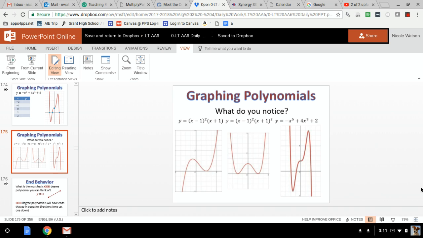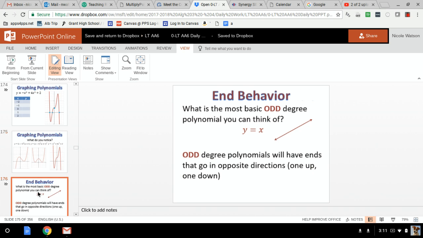Okay, hopefully you've made your stop right here, and I want to talk about what's going on next. The next thing is your notes. First, I want to talk about something called end behavior. The most basic odd degree polynomial that we can think of is y equals x. It's just a line. Odd degree polynomials will have ends that go in opposite directions, one up and one down. You're welcome to write this in, but I'm going to just have you listen. I'll show you exactly how I want your notes to be structured in a moment.